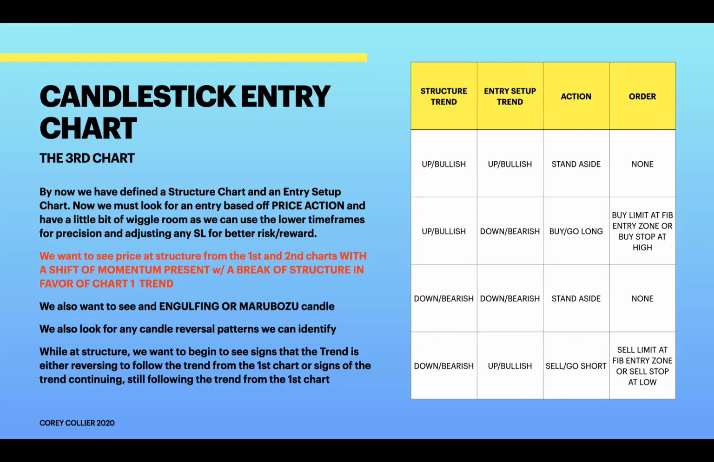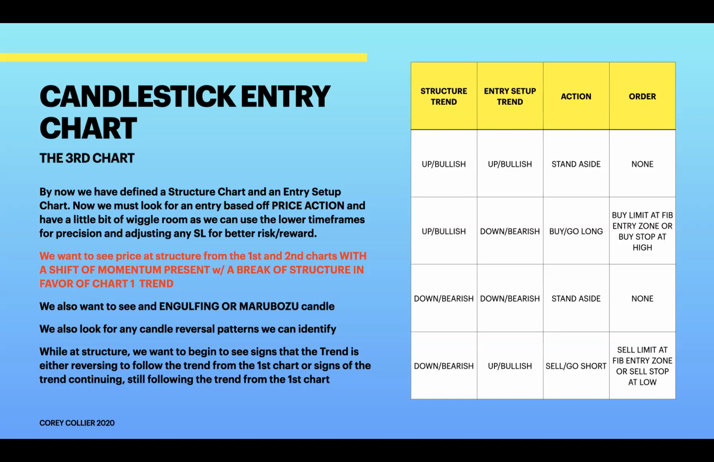The chart to the right breaks it down. So if your structure chart or your trend chart is bullish or long, and your entry setup chart is also bullish or long, your action as new traders is to stand aside, not to trade it. If your structure chart is bullish and your entry setup chart is bearish, we want to be looking for a buy order. There's two types of orders that we can enter: either a buy limit at a fib entry zone or a buy stop at the high.